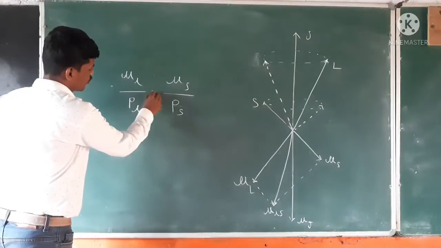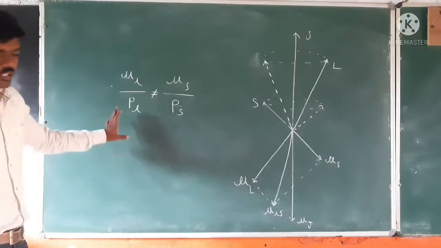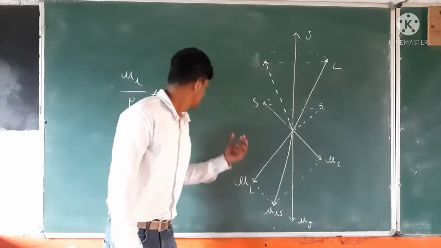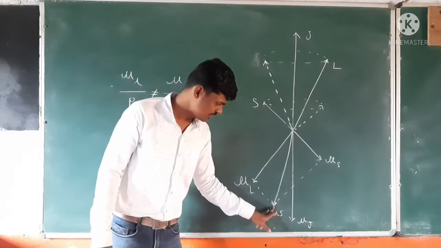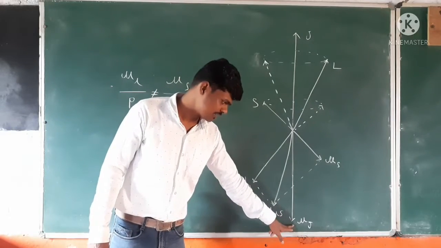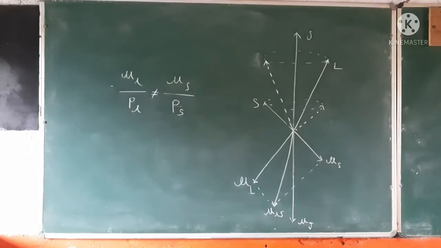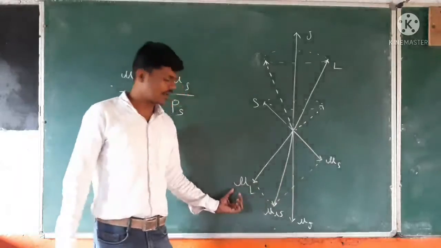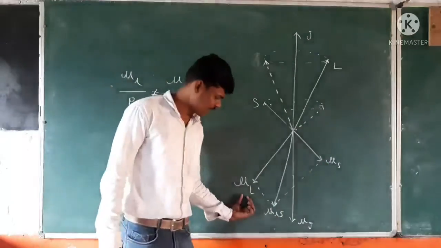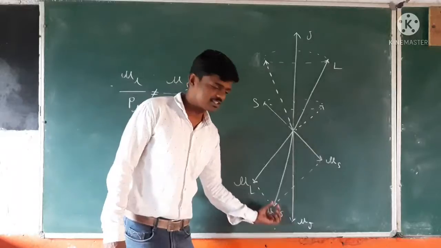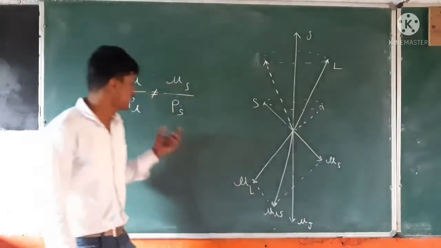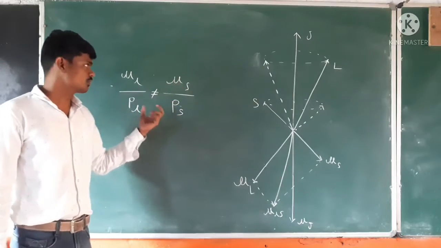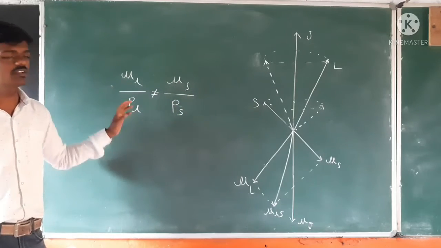their ratio is not equal. You can see the ratio is not equal, so we get this vector here, which is not directed along the same direction as mu J. So we can see here mu L, the orbital magnetic moment, and mu S, the spin magnetic moment. The resultant mu LS is not directed along mu J because we have a difference in the ratio mu L by PL and mu S by PS. So here the ratio of magnetic moments to mechanical moments is not the same.